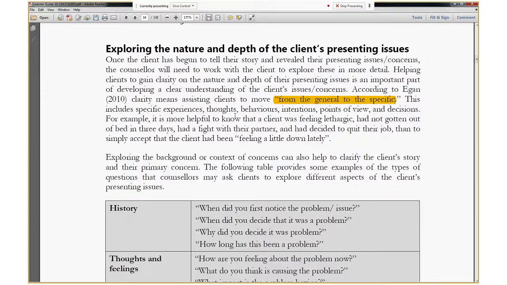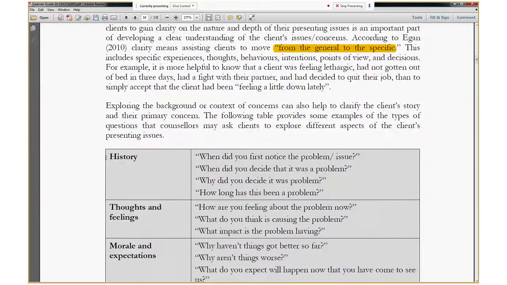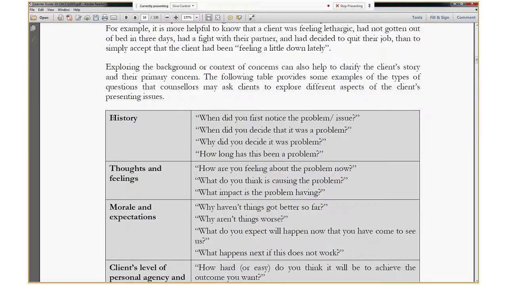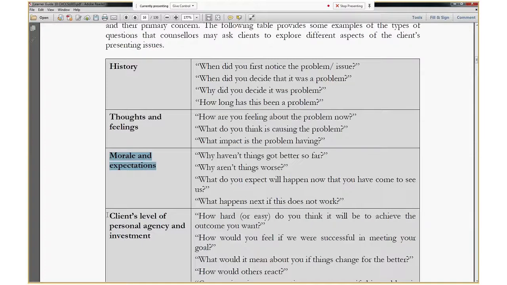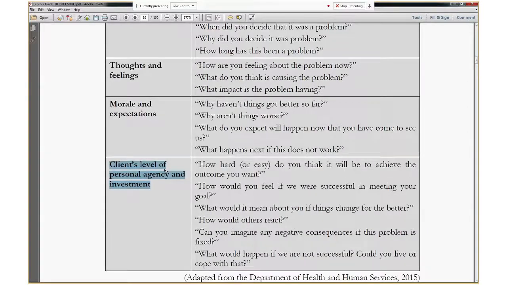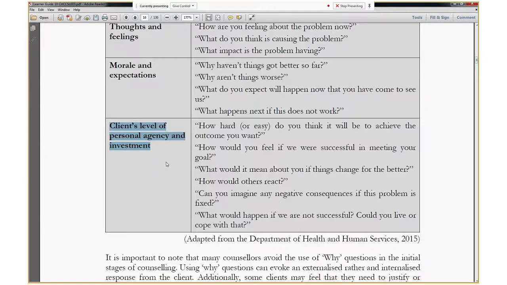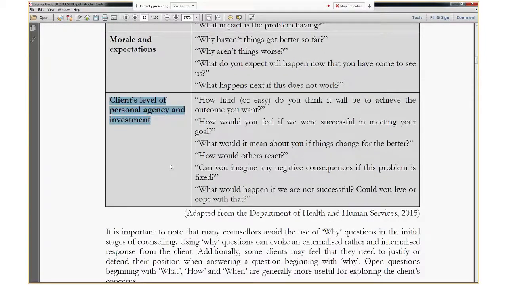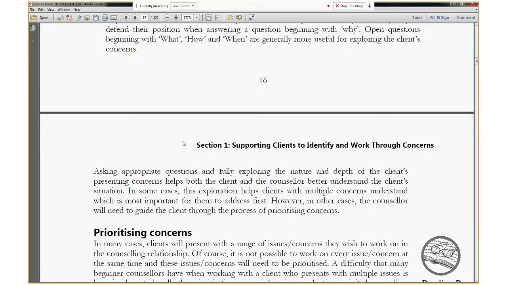Now, they will generally talk more generic in the beginning, and it is your job as a counselor to get them to be more specific. In order to do that, you can ask questions about the history of the problem, thoughts and feelings relating to the problem, the morale and expectations around the problem, and the client's level of agency, which we call their motivation to change, and their investment of time and money. What would they do? So read those questions and start using them to help the client get their story out.